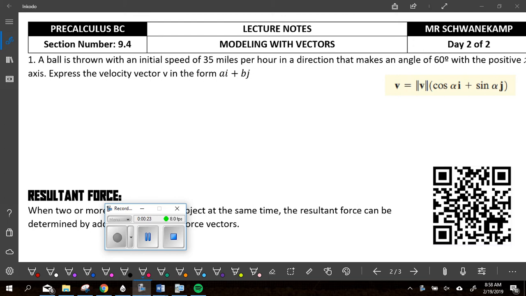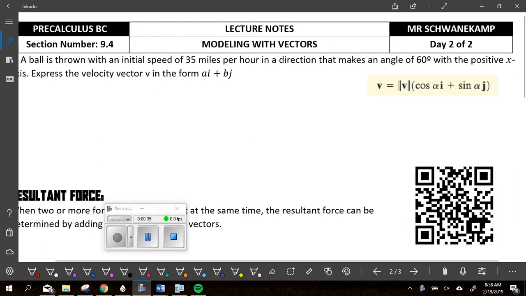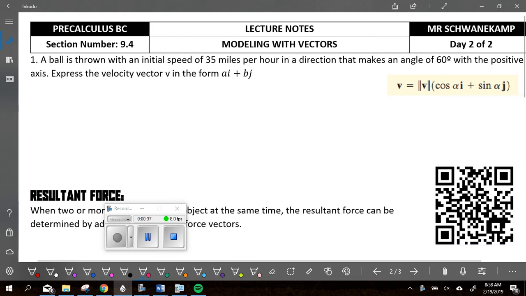The key is to not overthink what's happening. If you can visualize what's happening, you're going to be a little bit better off. So number one says, a ball is thrown with an initial speed of 35 miles per hour in a direction that makes an angle of 60 degrees with the positive x-axis. Express the velocity vector in the complex form.